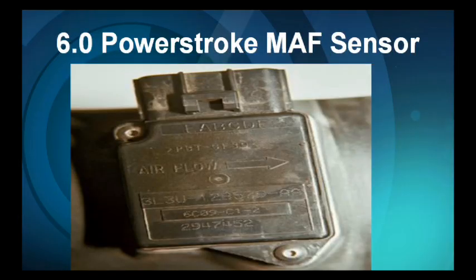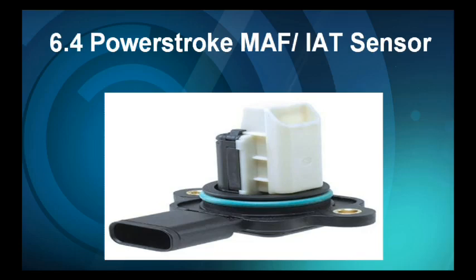As I said earlier, as we can see here on the slide, the 6.0 Power Stroke, if you look at the letter identification of the wiring, you see an A, B, C, D, E, F. So right away we know this is an analog 0 to 5 volt sweep mass airflow sensor. Right after the 6.0 Power Stroke, we went into the 6.4 Power Stroke.